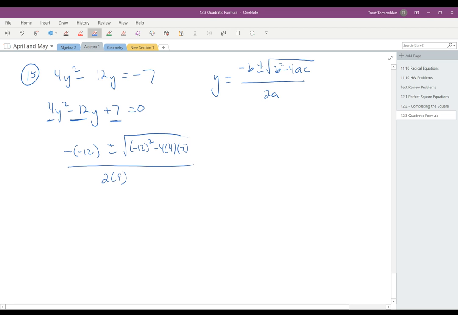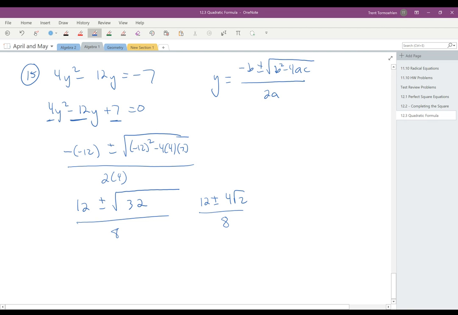So that gives me 12 plus or minus the square root of 12 squared, which is 144. 144 minus 112 is going to give you 32, all over 8. And so that gives you 12 plus or minus 4 root 2. 16 goes into 32, so I can simplify that to 4 root 2, all over 8. This is not a simplified answer.